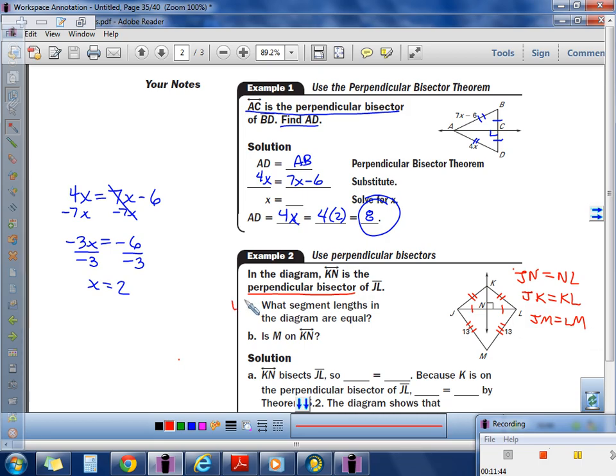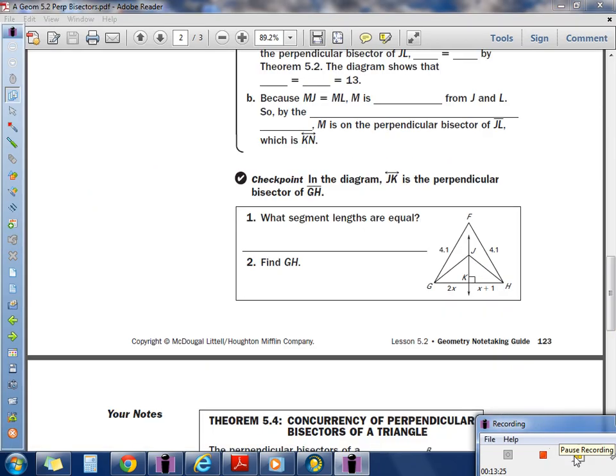We got A done. We're now on B. Is M on line KN? Is this point going to lie on this line whenever it's extended on out? Yes, why? Yep, because JM and LM are congruent, they're equidistant from that same point, then it will be on the perpendicular bisector. And that's one of the properties we just learned a little while ago. Try these two checkpoints. They're pretty quick, pretty simple.